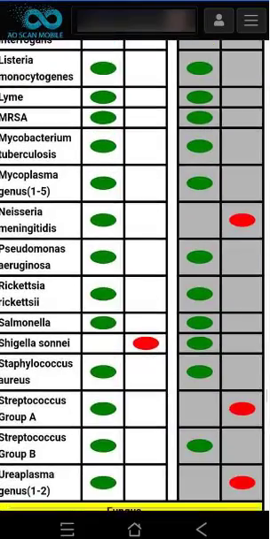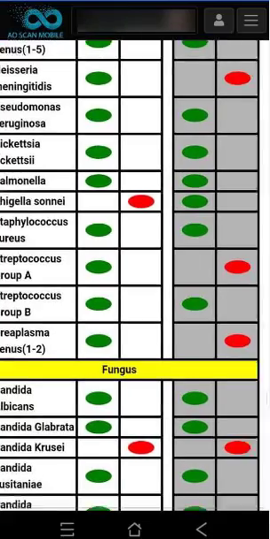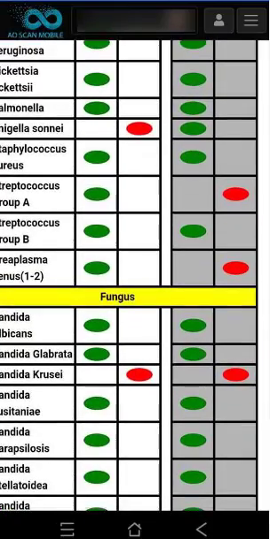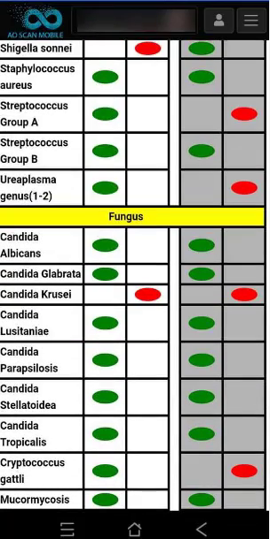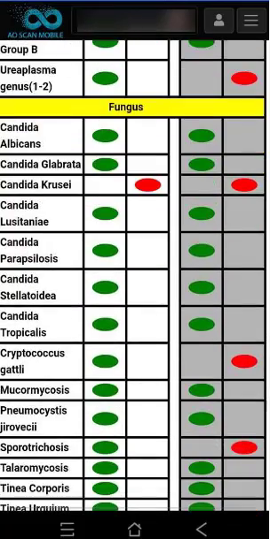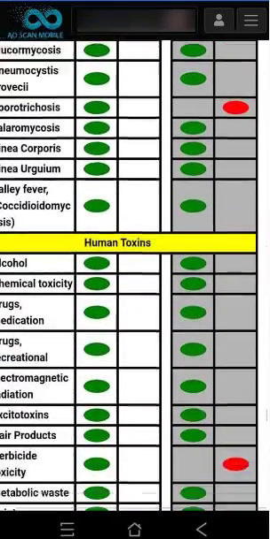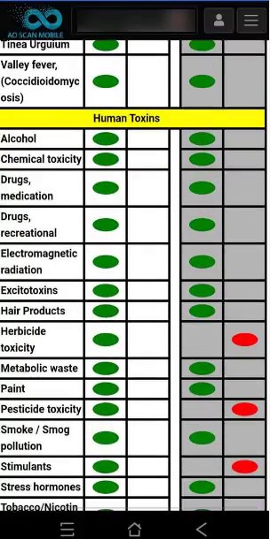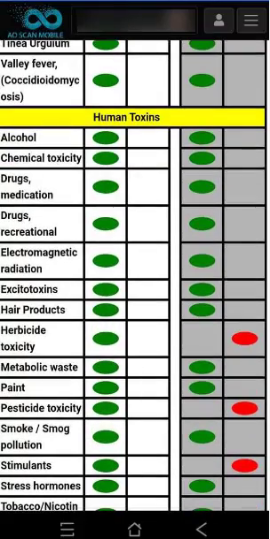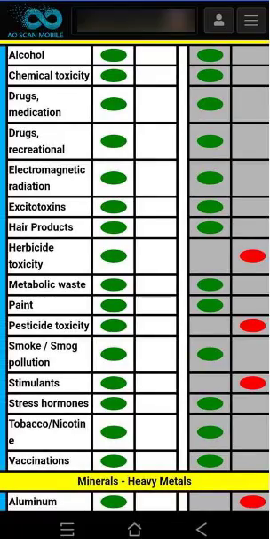Looking at some more of these bacteria that are out of range, frequencies are too high. Sorry about this not staying straight in the middle as I scroll it up. Now we got a couple of Candida markers. And on human toxins, herbicides we picked up, pesticides, stimulants, this is actually very good. Most people have a lot more than this.